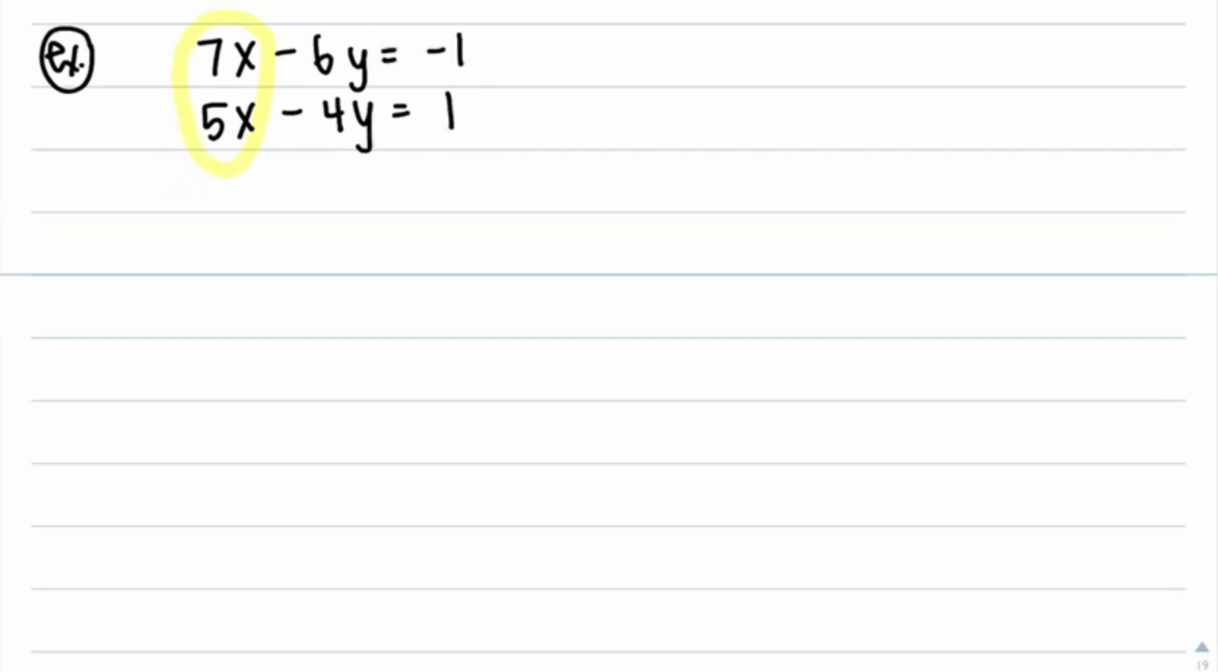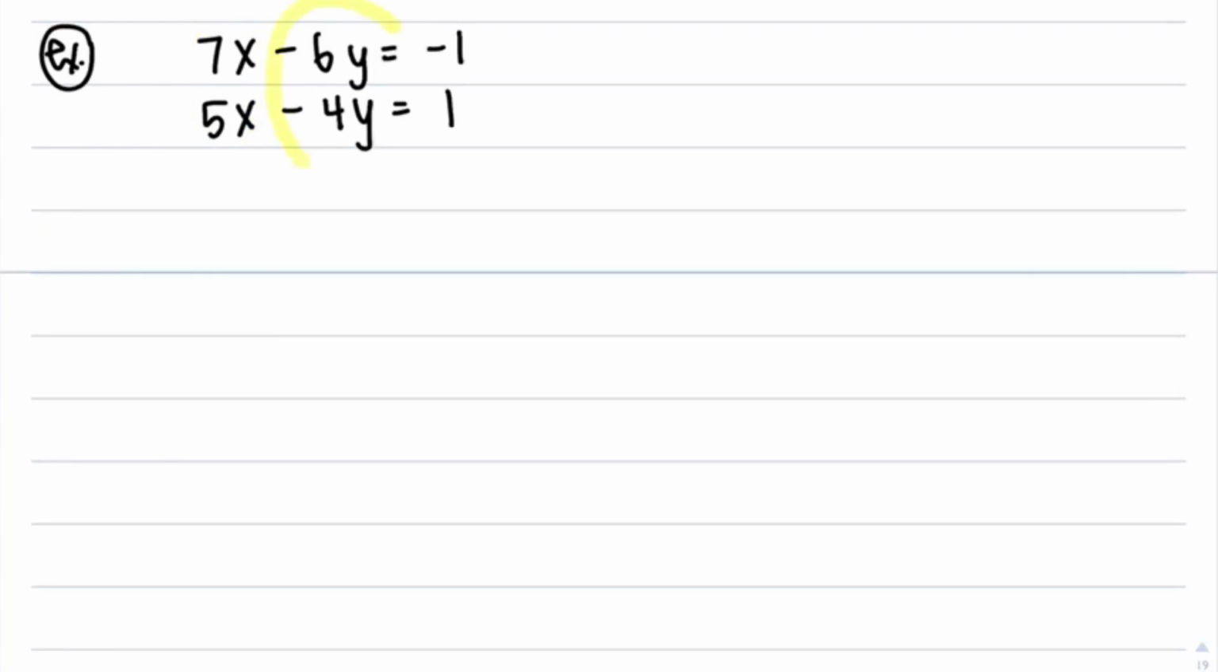But my x's, I have 7x and 5x. The common factor would be 35. So you would have to multiply both the top one by 5 and then the bottom one by 7. This one here, negative 6 and negative 4, you might say your common factor is 24. You might also say that it's 12. But again, what you would notice is that you would have to multiply both the top one and the bottom one to get that common number.